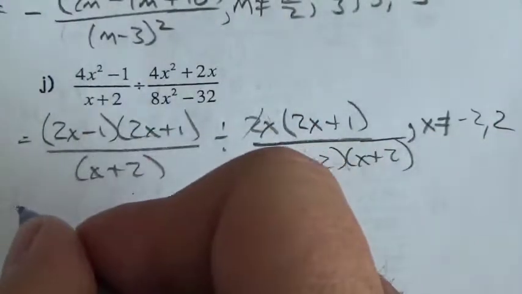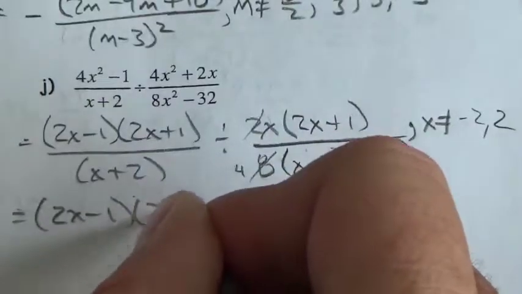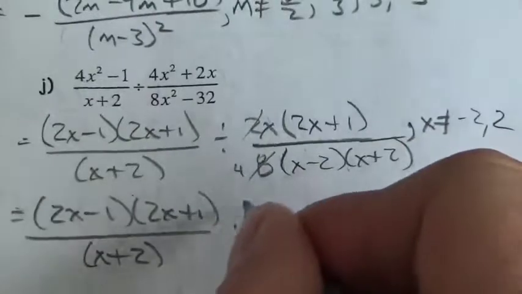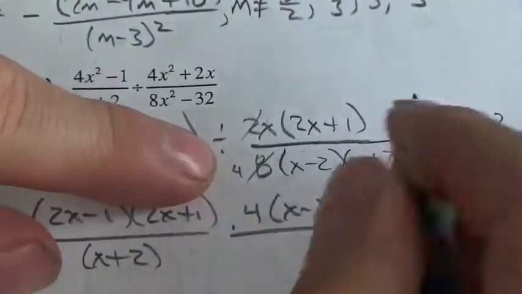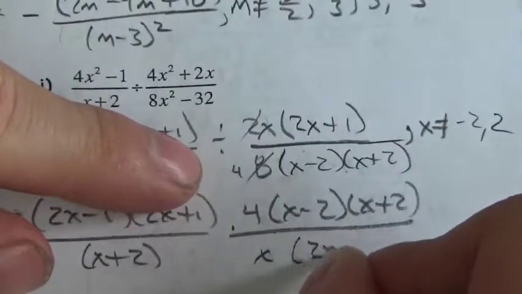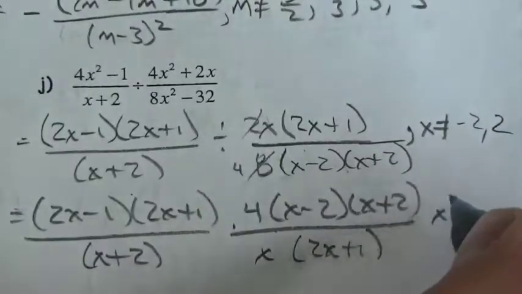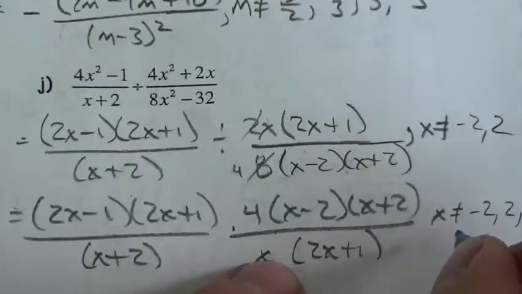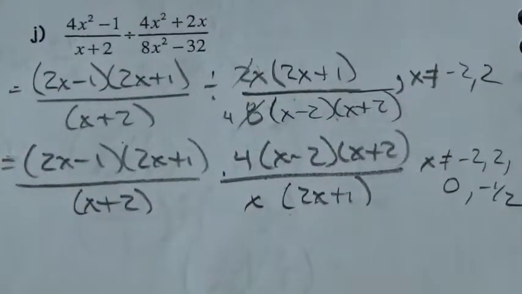So now I'm going to convert this into its equivalent multiplication statement. So 2x minus 1, 2x plus 1, all over x plus 2, now multiplied by 4, x minus 2, x plus 2, divided by x, 2x plus 1. In terms of the restrictions, I've now got a couple new restrictions. -2, +2, 0, and -1/2. Okay, those are also restrictions on that variable.